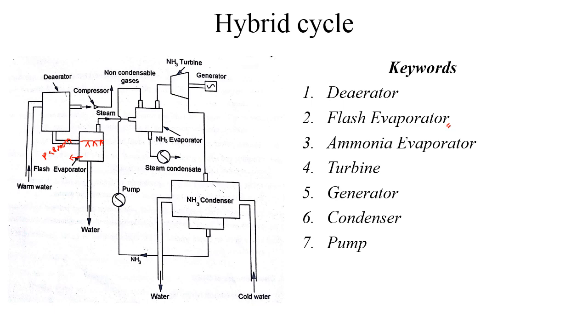In the heat exchanger, there will be another pipeline in contact with the sea water. The pipeline supplies ammonia. The ammonia in the liquid state gets evaporated and converted into vapor, and it is supplied to the NH3 turbine.